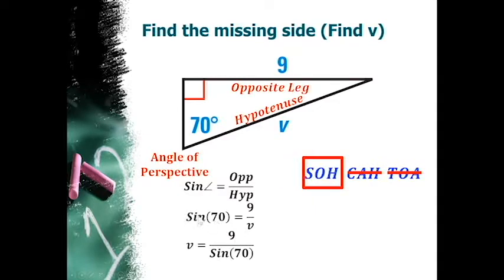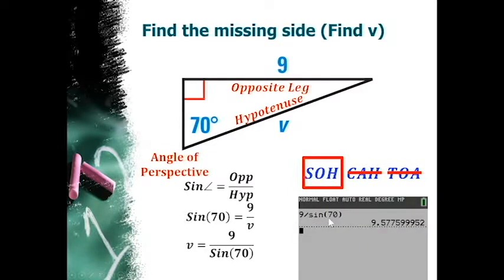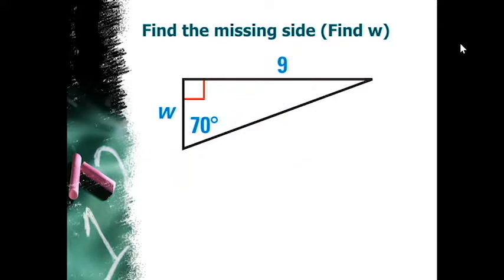What that does is it puts the V up here on the left-hand side by itself. It moves the sine of 70 down into the denominator of the ratio as a full unit. Now at this point, you're able to calculate 9 divided by the sine of 70, which gives you a value of 9.578, which is our solution to our problem. So this side length here, the hypotenuse, would be 9.578.